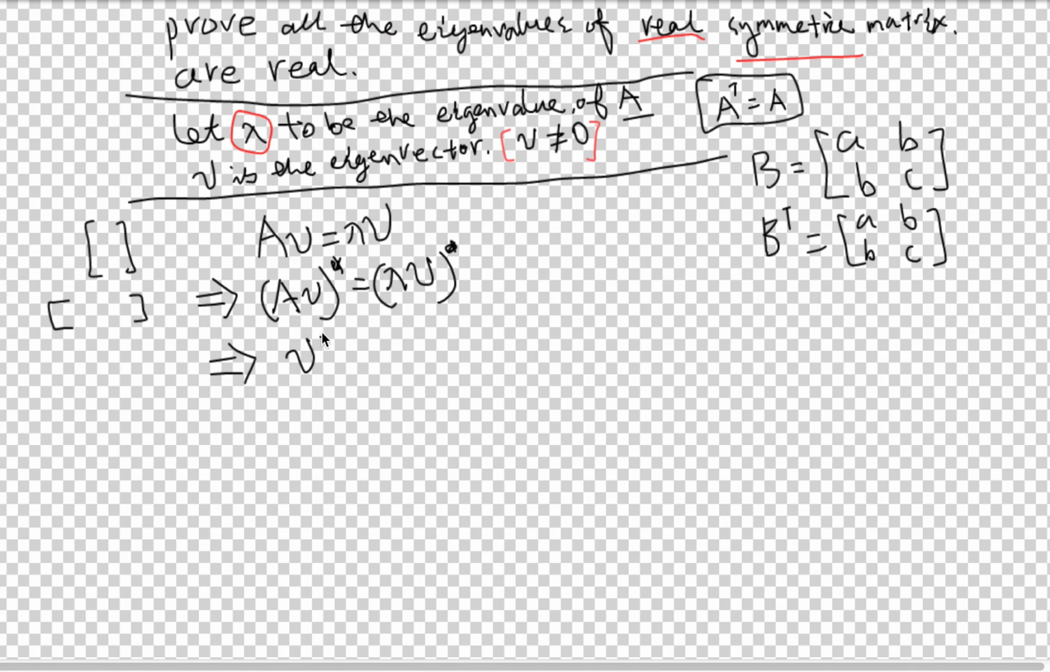So we have v star A star equal to v star lambda star. Why do I switch the order? Because this is the definition of the conjugate transpose. If we have two matrices, (AB) star is equal to B star A star.